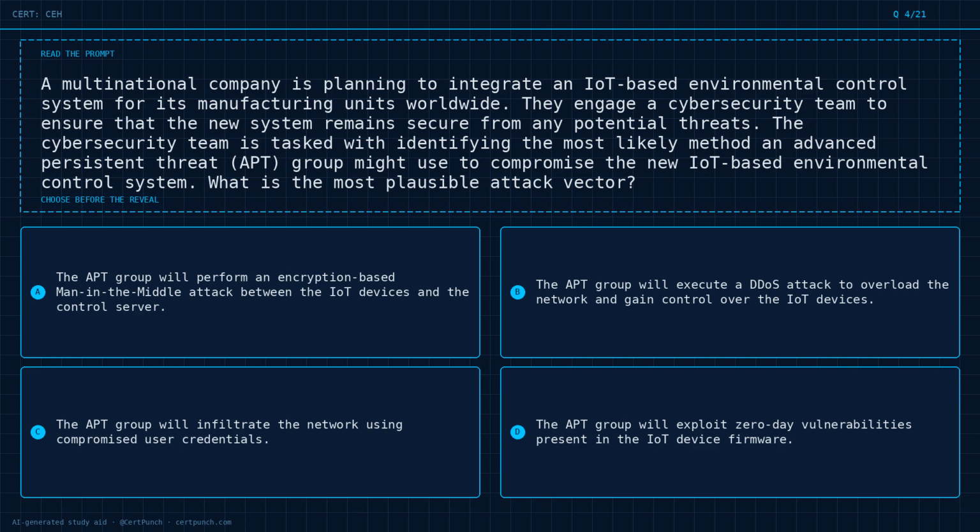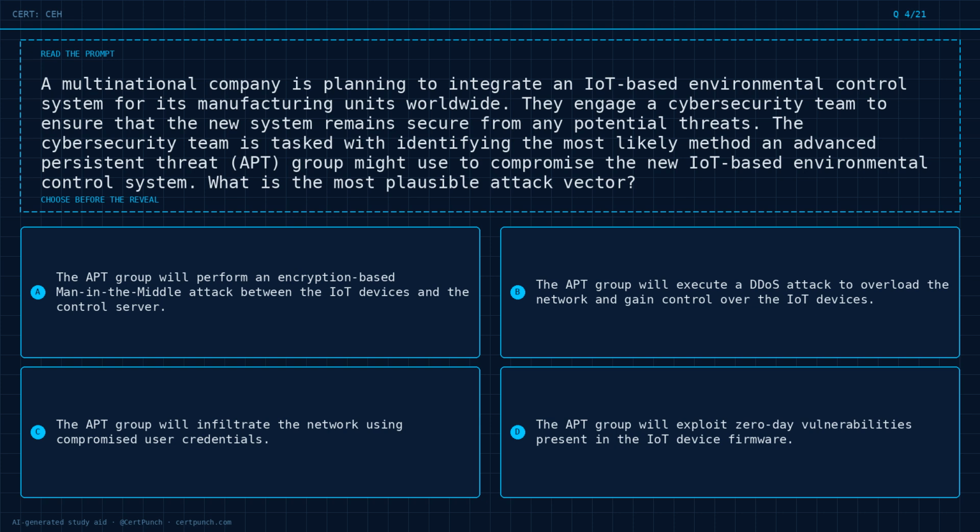Question 4 of 21. A multinational company is planning to integrate an IoT-based environmental control system for its manufacturing units worldwide. They engage a cybersecurity team to ensure that the new system remains secure from any potential threats. The cybersecurity team is tasked with identifying the most likely method an advanced persistent threat, APT group, might use to compromise the new IoT-based environmental control system. What is the most plausible attack vector?